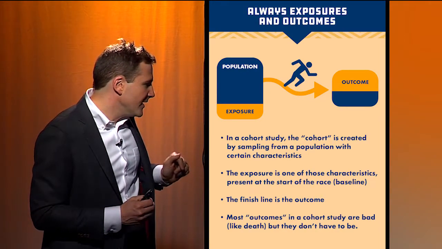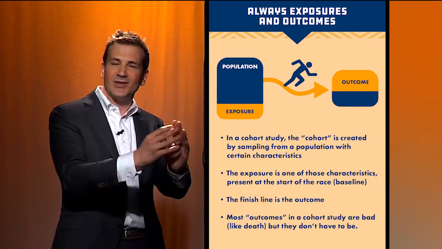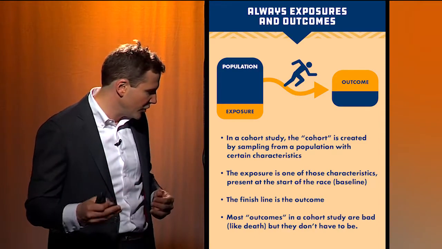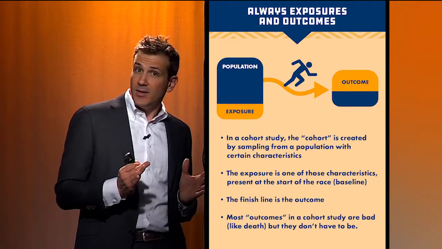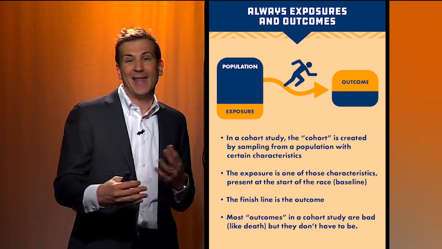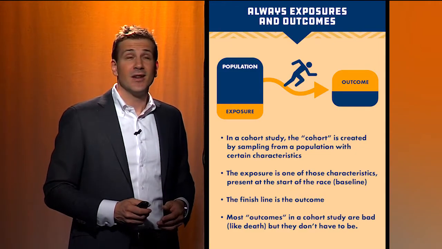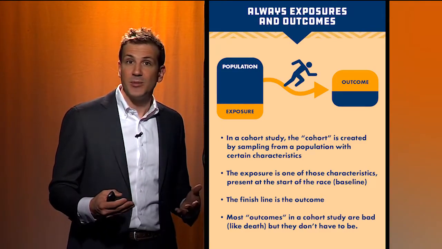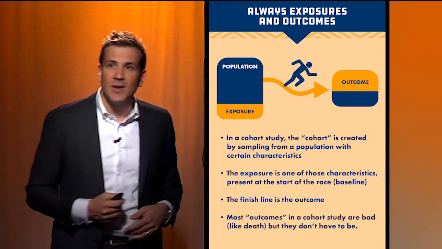The exposure is one of those characteristics present at the start of the race. It's there at baseline. That's important in the design of a cohort study. And the finish line is the outcome. Most outcomes in a cohort study are bad. Most medical cohort studies look at bad things that can happen to you, like death, but they don't have to be. There are studies that look at quitting smoking or staying quit from smoking as an outcome. That's objectively a good thing. But most of them do tend to be bad.